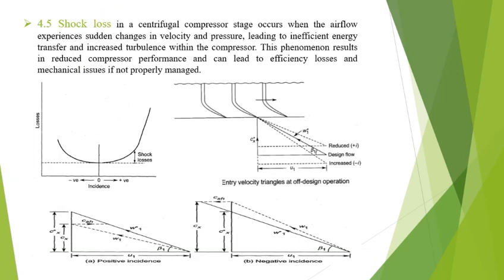After we discuss shock losses. In a centrifugal compressor, shock loss occurs when the airflow experiences a sudden change in velocity and pressure. This sudden change leads to insufficient energy transfer and increases turbulence within the compressor. This phenomenon will result in reduced compressor performance and can lead to efficiency losses and mechanical issues if not properly managed.